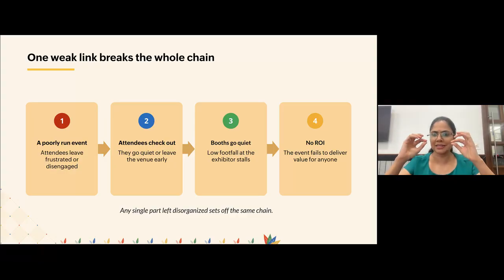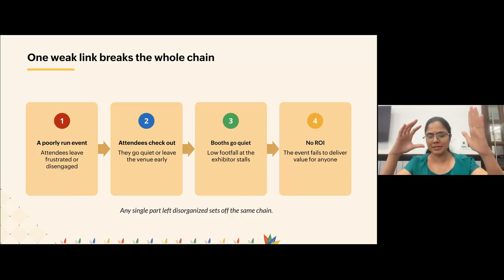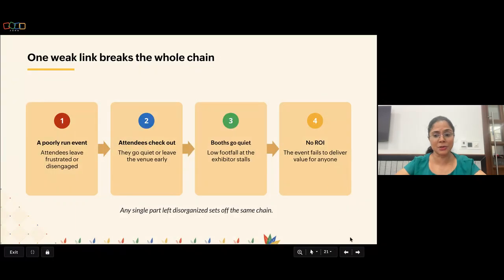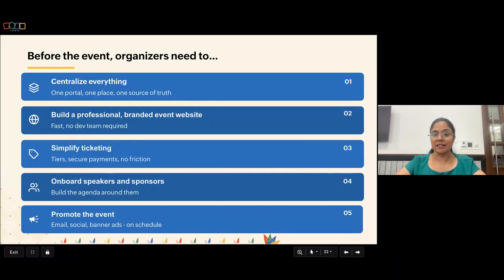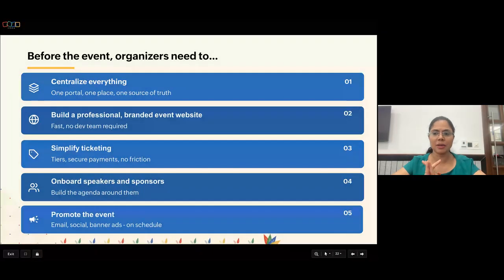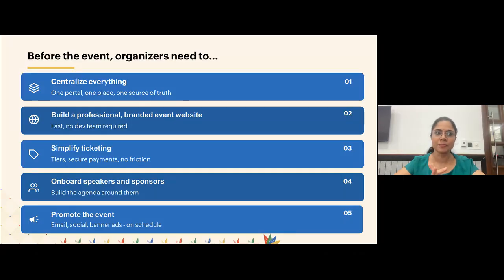So altogether, you notice, right, how one single part that is disorganized kind of sets off the whole thing. It kind of pulls apart your event, which obviously you do not want because you have worked really hard for this. And that makes me ask the question, what can you do to prevent this domino effect?